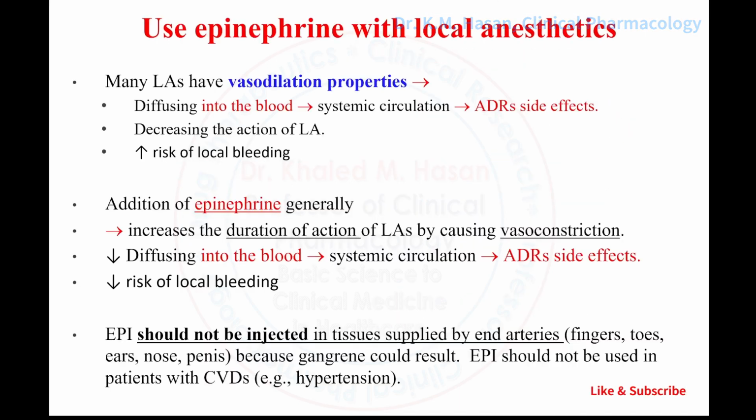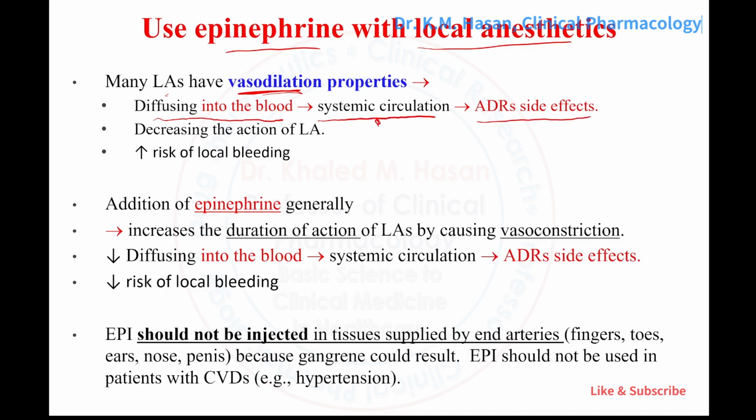Okay, this one I consider an important slide, a very important slide, because most dentists and local surgeons use epinephrine plus local anesthetic. We use epinephrine plus lidocaine, and we have a purpose for that. Many local anesthetics have vasodilation properties. This causes vasodilation, and this vasodilation will allow the local anesthetic to arrive to the blood. Arriving to the blood will cause systemic circulation. So the local anesthetic arrives to the systemic circulation.